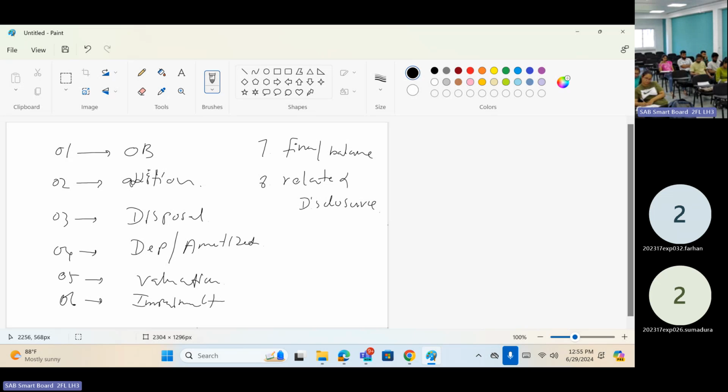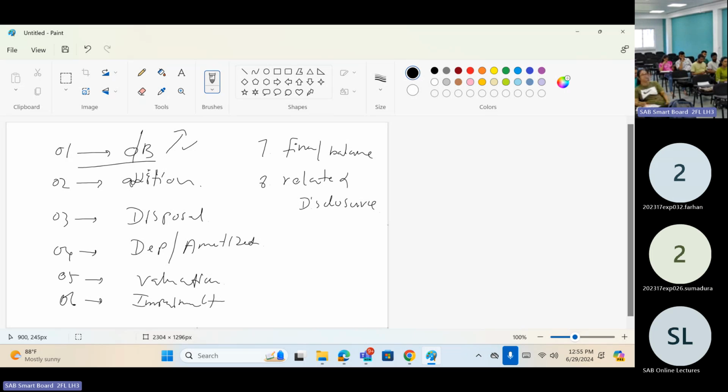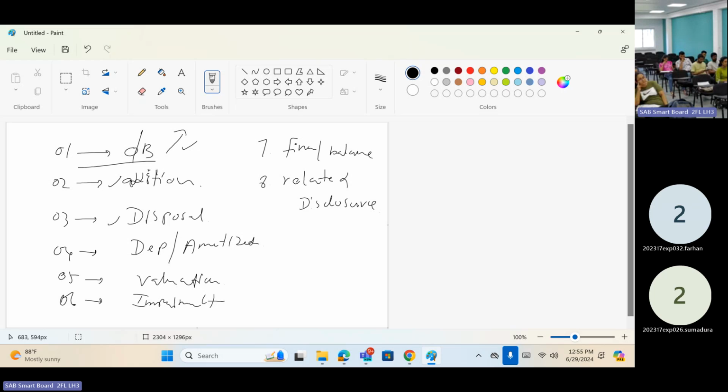These things should be evaluated to ensure that the balance is correct. Opening balance: you have to extract the correct opening balance. That should be audited, by yourself or by the predecessor auditor, the previous auditor. The audited balance, so then the opening balance is confirmed. Addition and disposal: from additions, you can select a sample and check whatever the PP&E addition or land addition is.